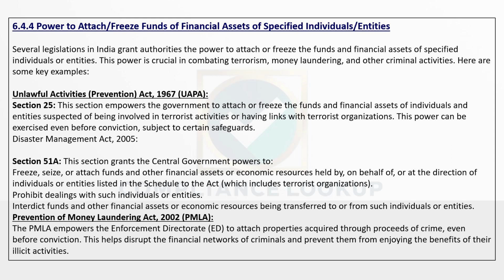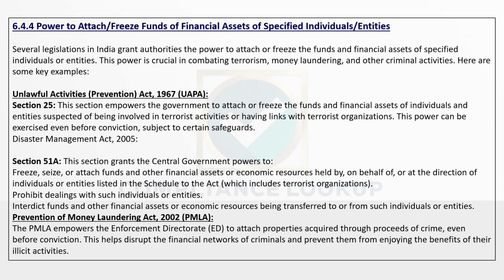Prohibit financial dealings with these listed entities. Block transfers of funds to or from these entities. Example: suppose the Indian government identifies a terrorist group, such as Al Qaeda, listed under this Act. The government can immediately freeze the group's bank accounts, stop any financial transactions involving them, and seize any assets associated with the group. This makes it difficult for the group to continue financing its operations.